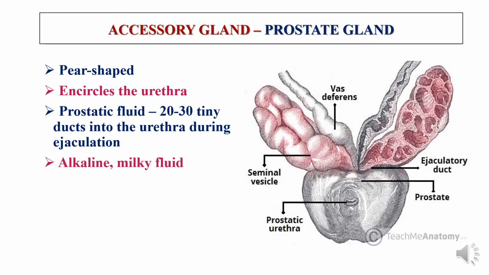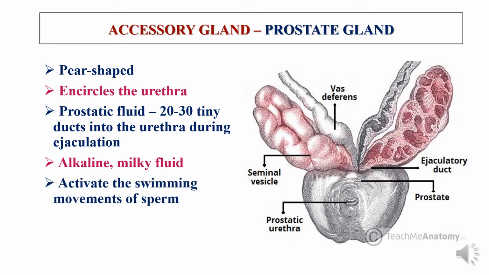The secretion of the prostate gland is an alkaline, milky fluid which contains substances that activate the swimming movement of the sperm, and it forms about 30% of the semen.